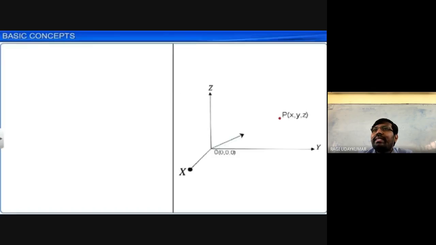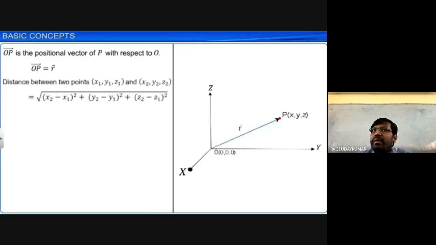Now take any three-dimensional space and a point P in the space as x comma y comma z. Join O to P, and that is called the position vector of the point P with respect to the origin. It is represented by r bar.